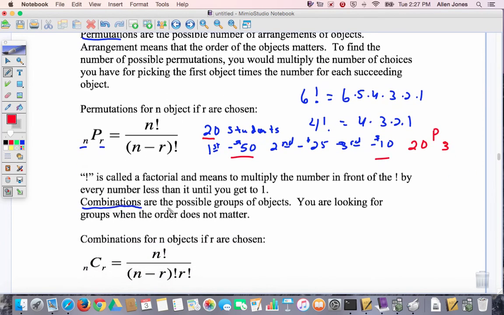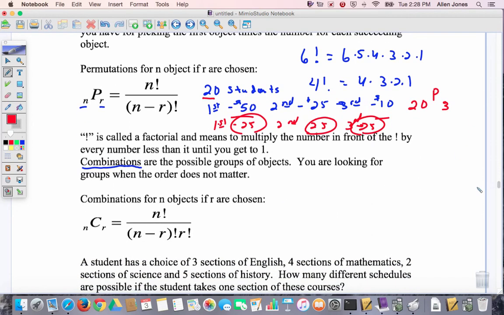Now, combinations are simply the possible groups of objects. Let's go to the same example. Instead of first getting $50, second getting $25, and third getting $10, first place is going to get $25, second place $25, and third place $25. Notice it doesn't matter if you finished first, second, or third, you're still going to get the same prize. So the order we finish in doesn't matter. We all get the same prize. That makes it a combination.